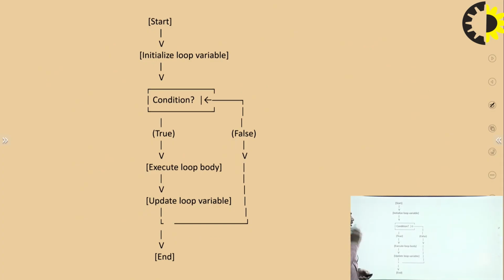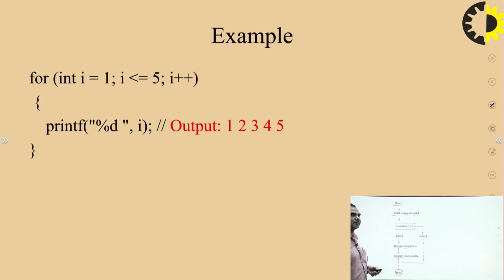So here, how will it work? Firstly, we start, then we initialize the loop variable, i = 1, then we check the condition. If the condition is true, it will execute the loop body, then it will update the loop value. Again it goes through this, and at last we reach the end of the program.